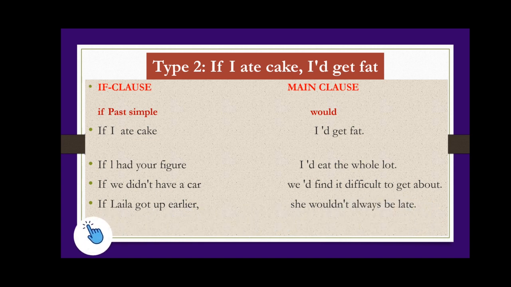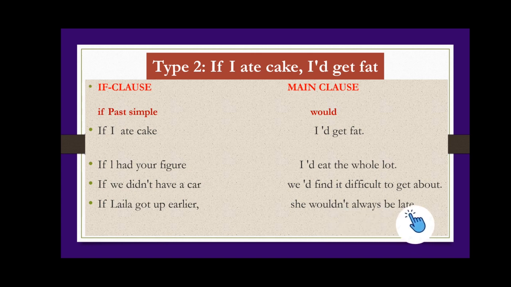And the last example: if Layla got up earlier, she wouldn't always be late. Now, is Layla getting up earlier? Not at all. She wouldn't always be late. Now, is she always late? Of course, she's always late. So we are just imagining that if Layla got up earlier. Actually, Layla doesn't get up earlier now. In the present time, Layla doesn't get up early, so that is why she is always late.